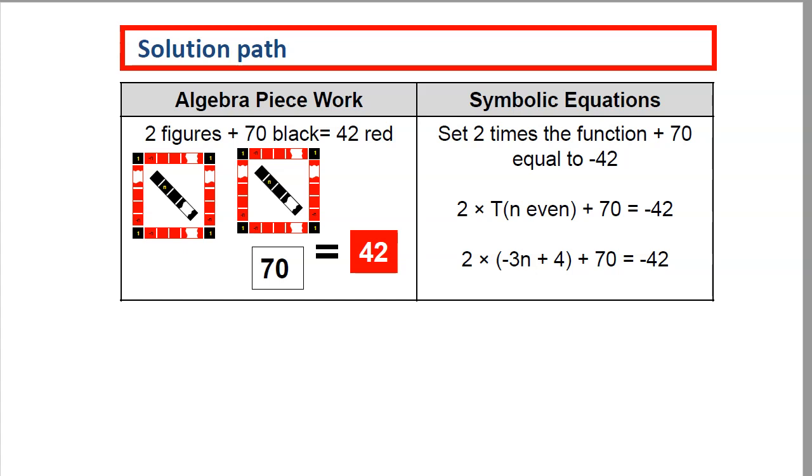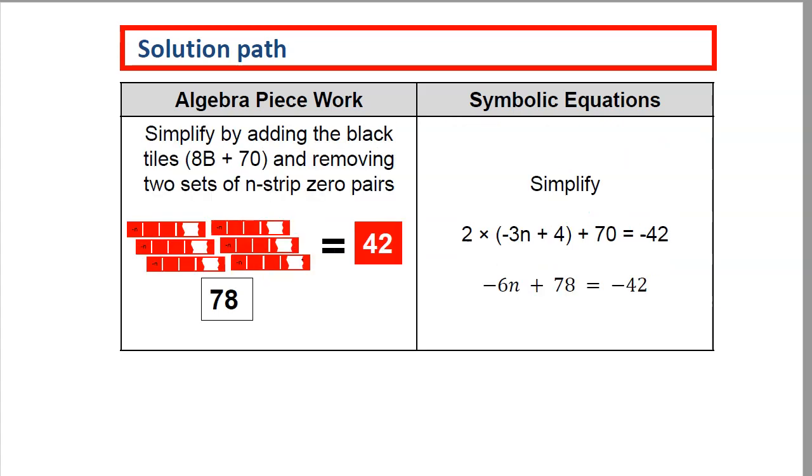In our two-column table, we have two figures plus 70 black equals 42 red, which we've marked. And our symbolic equation is 2 times the function value plus 70 equals negative 42. On the right, we simplify by adding the black tiles. There are 8 black plus 70, so that's 78, and removing 2 sets of n-strip 0 pairs.